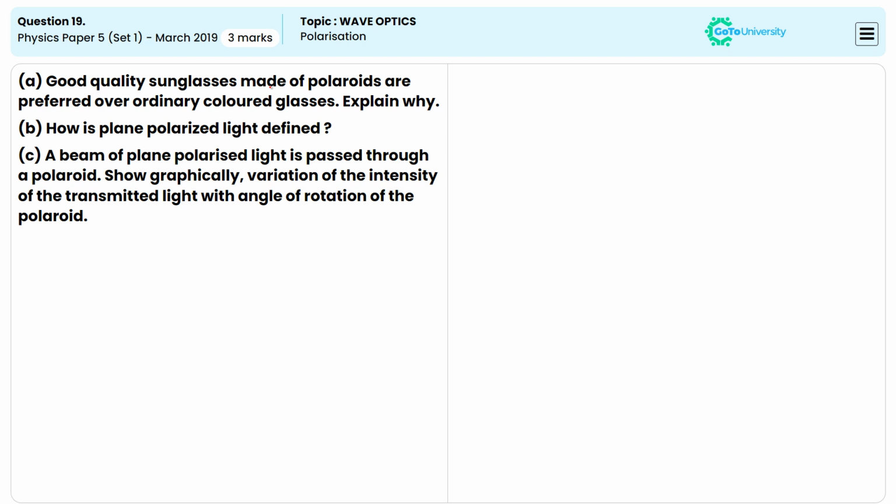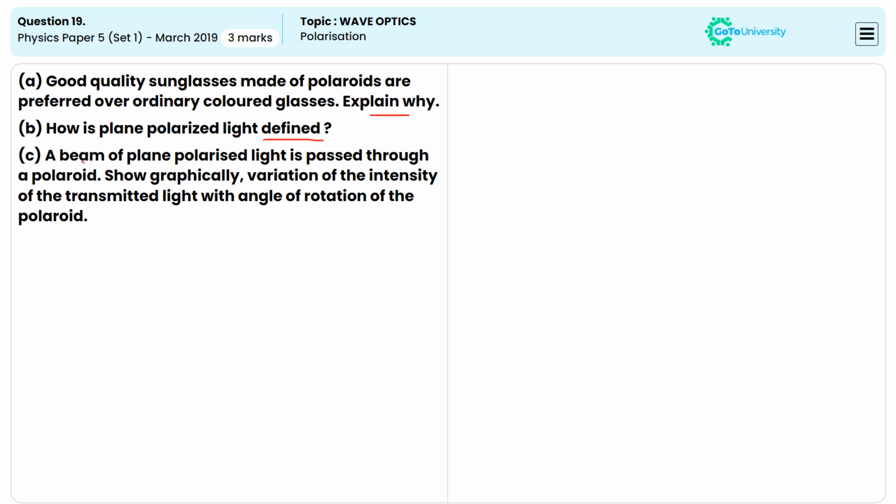Good quality sunglasses made of polaroids are preferred over ordinary colored glasses. Explain why. Second part of the question: how is plane polarized light defined?